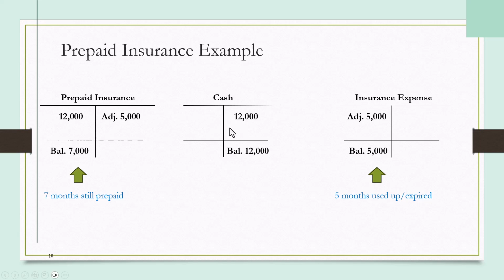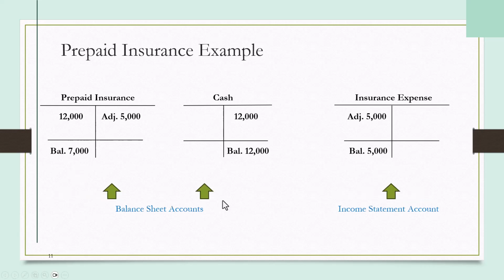Cash would normally have other transactions, but I didn't want to add a bunch of random numbers here, so I just left it as is. This transaction had $12,000 coming from cash as a credit, and then insurance expense would have the $5,000 debit balance to represent the 5 months of insurance coverage that they used or had the benefit of using in that time period while they were operating their business. And then just keep in mind that these are balance sheet accounts, and this is an income statement account or a profit and loss account.